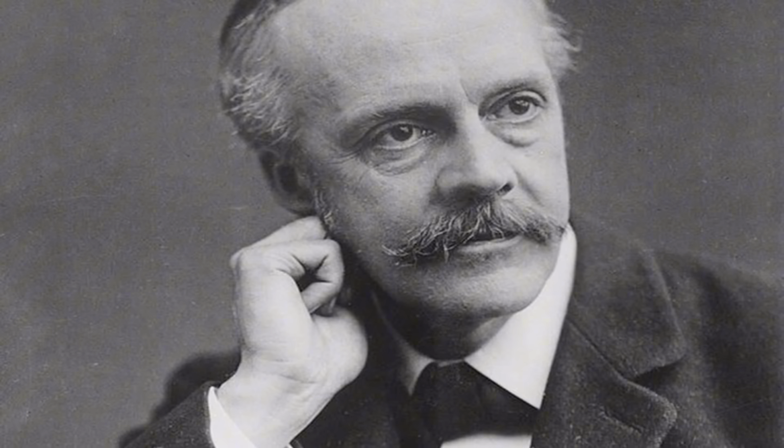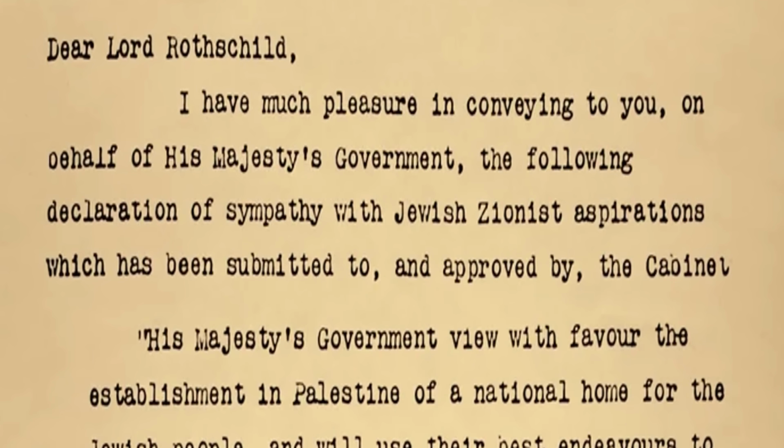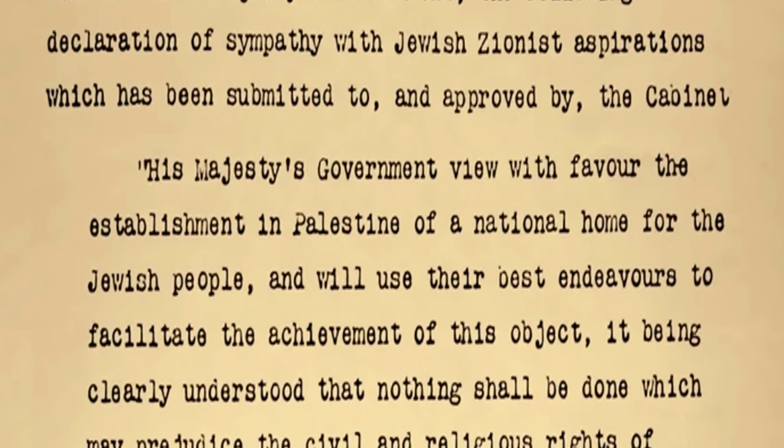In 1917, Foreign Secretary Arthur Balfour wrote a letter expressing British support for the establishment in Palestine of a national home for the Jewish people. This was the Balfour Declaration. It was one sentence, but it changed everything.